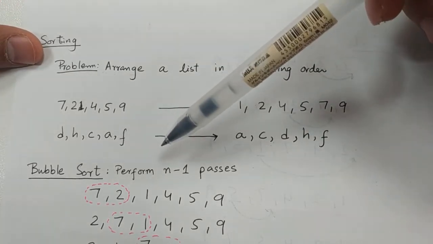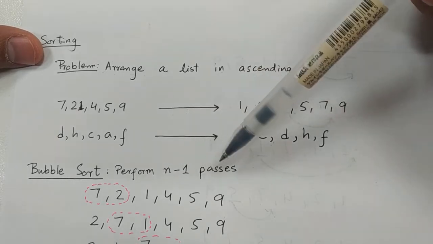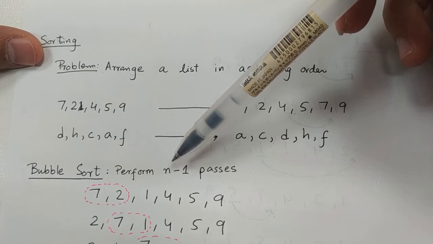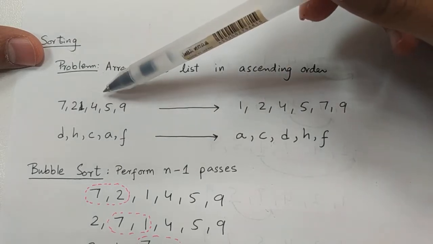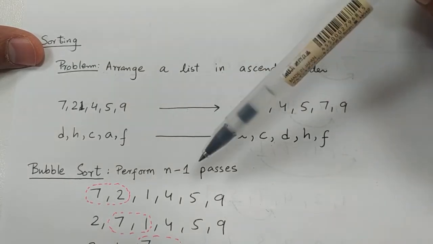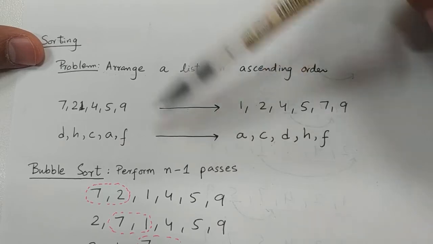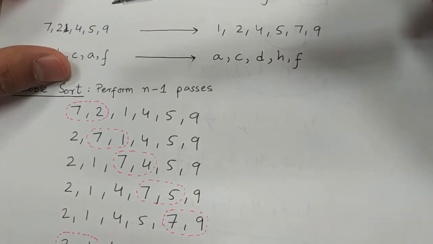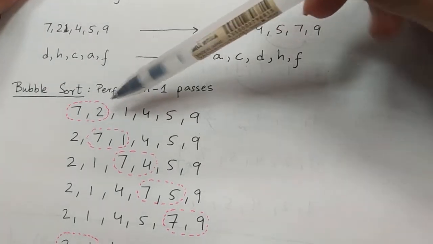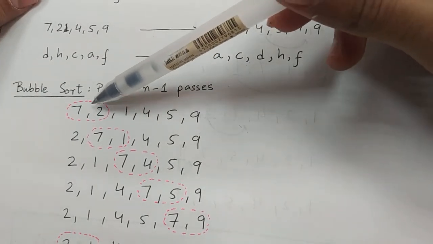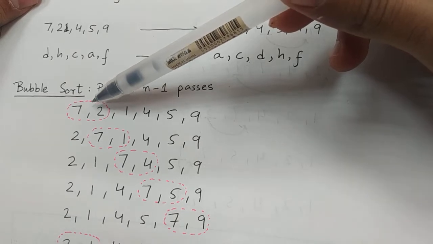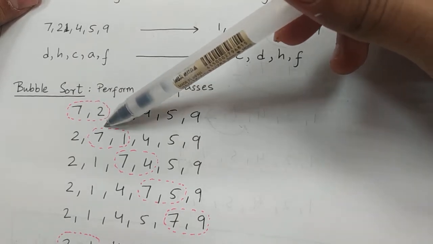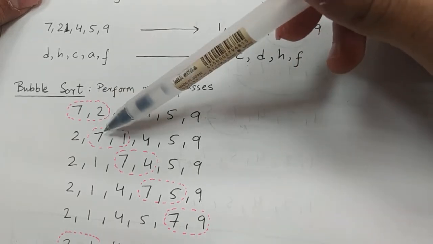The idea behind this is that you perform n-1 passes over your list, where n is the number of elements in your list. So in this list you have 6 elements, so you will perform 5 passes. And each pass will look something like this. You start off by pairing the first 2 elements and comparing them. And you see if they're in the correct order or not. If they're not in the correct order, then you interchange them. So 2 goes here and 7 goes here.